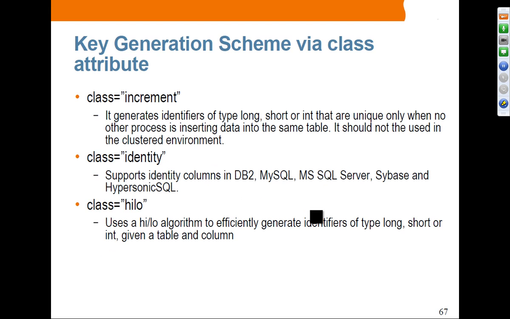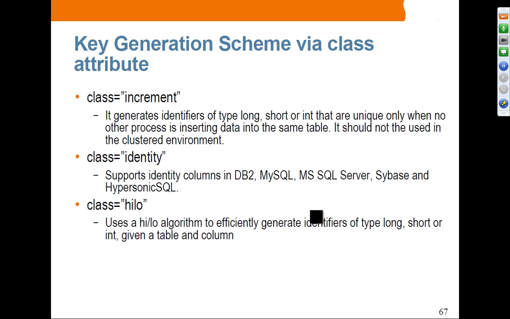Okay, so that is key generation. It could be increment, it could be identity, it could be high-low. Increment basically is an identifier. The primary key is going to be generated in the form of long, short, or int, and it basically gets incremented. Identity is supported in DB2, MySQL, Microsoft SQL Server, Sybase, and Hypersonic SQL. So Java DB doesn't support identity. So for playing around with the identity key generation, we are going to use MySQL.